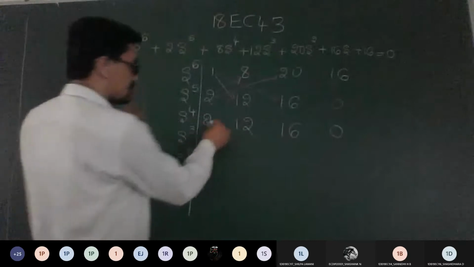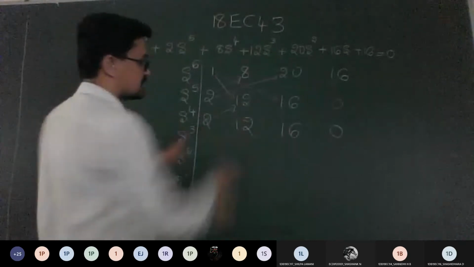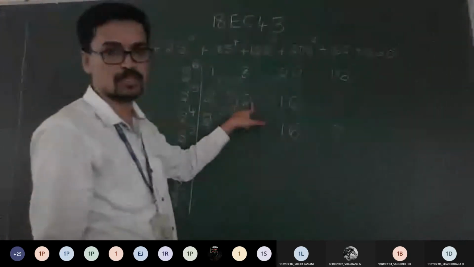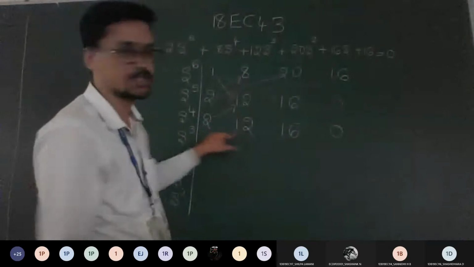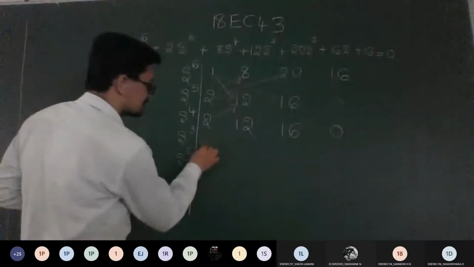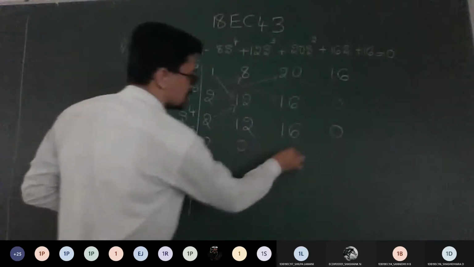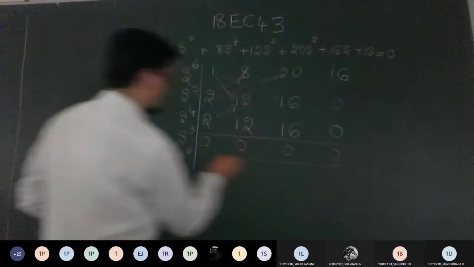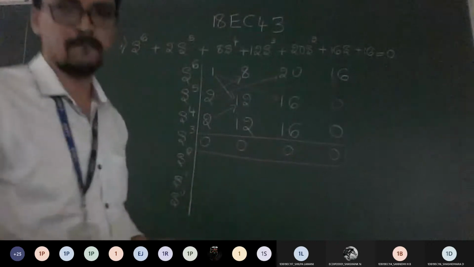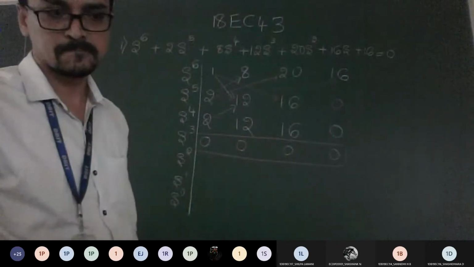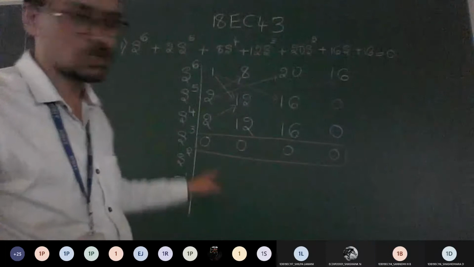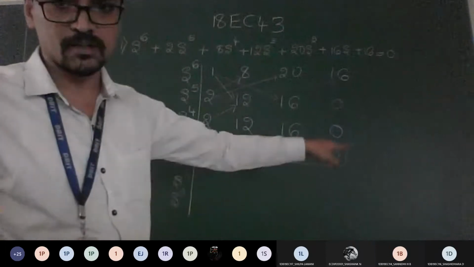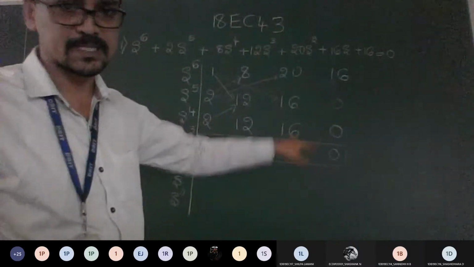Now similarly continue. To get this C1, I should multiply: 2 into 12, 24, minus 24. It is going to be 0. Just check, is it 0, 0, 0, 0? I hope you got till here. Yes, sir. So now we can look at this: we got the entire row as 0.